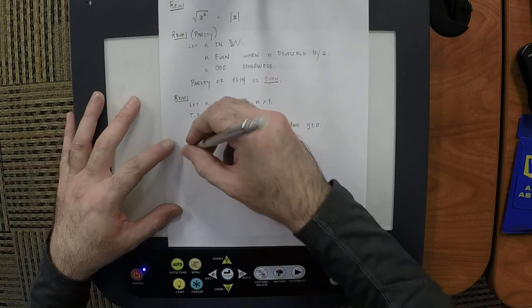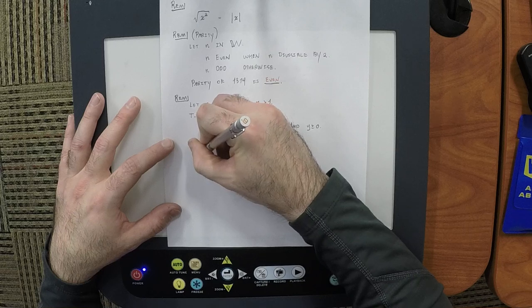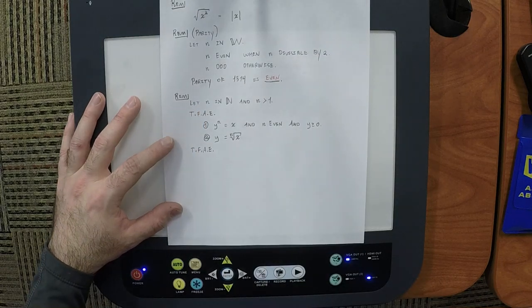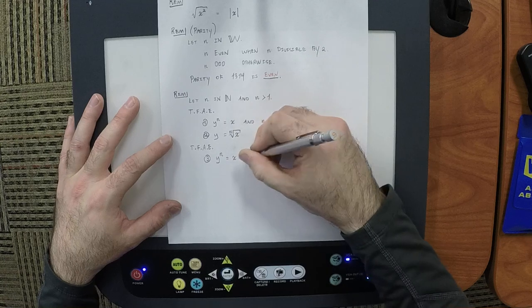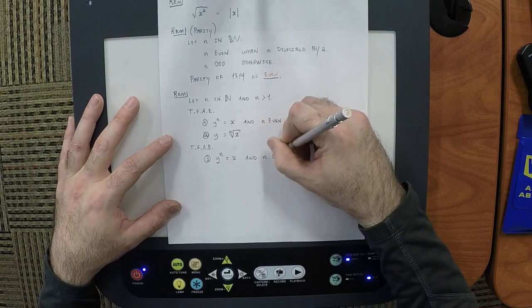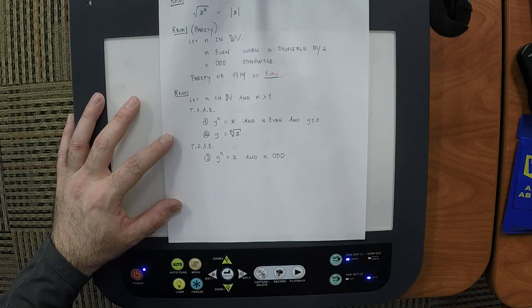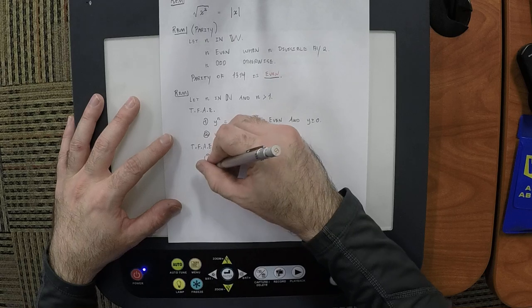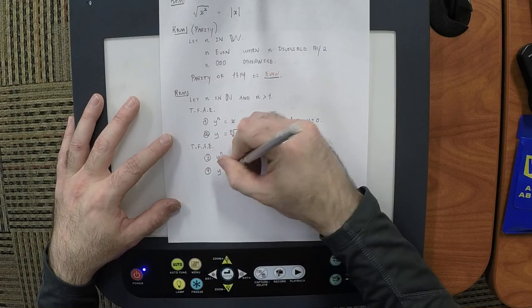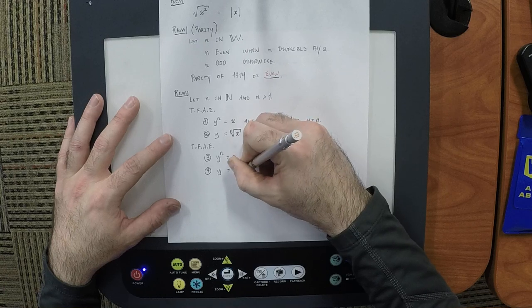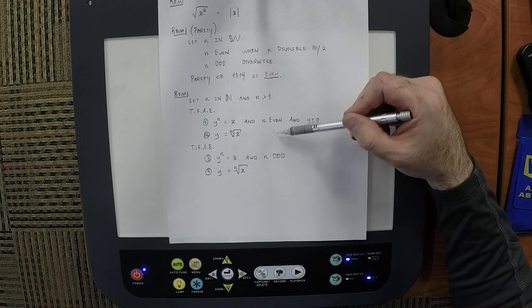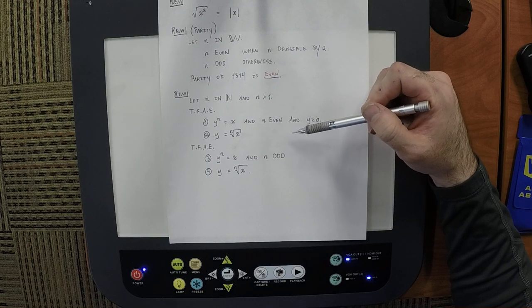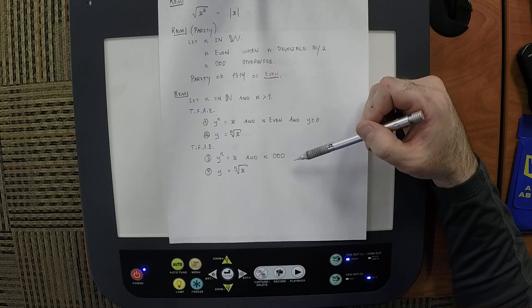Okay, and a second TFAE. The second TFAE is 3, that y to exponent n is x, and n is odd. Then that is equivalent to 4, y is the nth root of x. Okay, now these two pairs almost look the same, right? They almost look the same. But we have to split them out to even cases and odd cases.